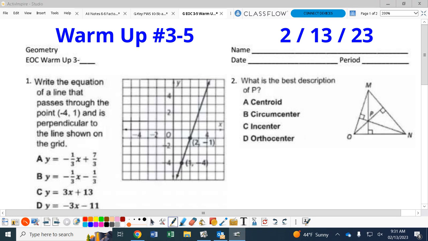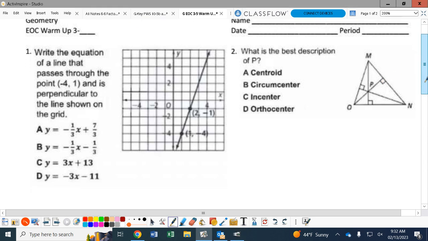So warm up 3.5 today. Warm up 3.5 today is going to be EOC review. The first one is talking about perpendicular lines. Definitely something we have done earlier this year. Make sure that when you record this warm up that you record the date. That's the only thing we record when we record warm ups. And let's go ahead and get you working.